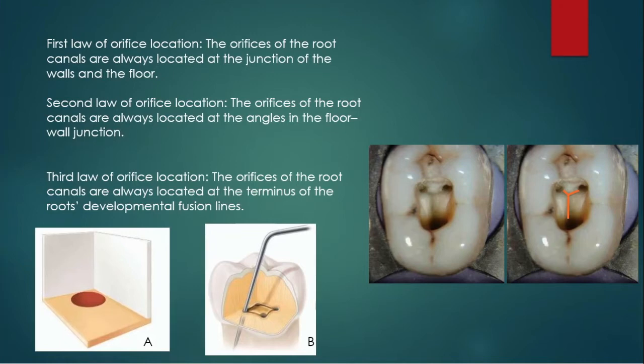Now the last orifice location law is that the canals are always located at the end of the developmental fusion lines. We can see that there is a dark Y-shaped line connecting between the canal orifices. This or these lines are called developmental fusion lines, and we should always expect to find our canal orifices at the end of these lines.